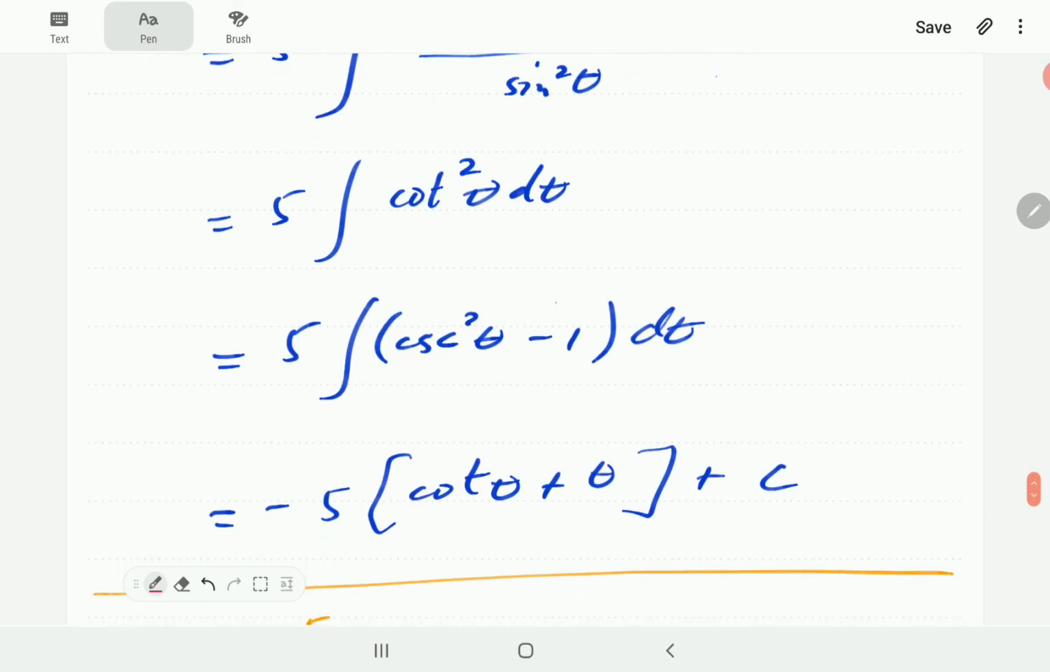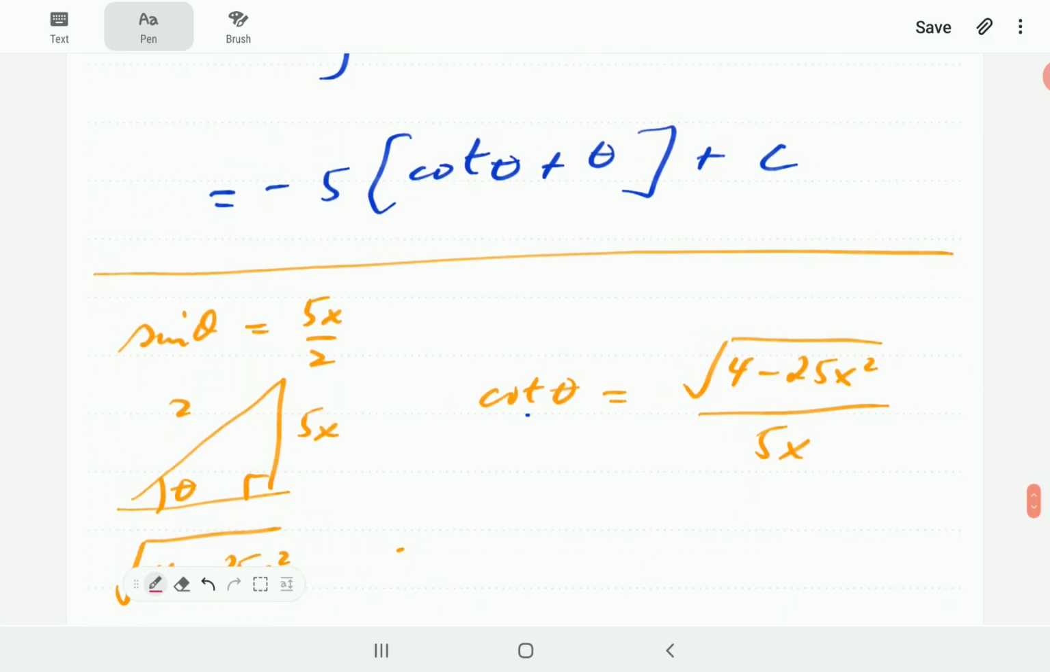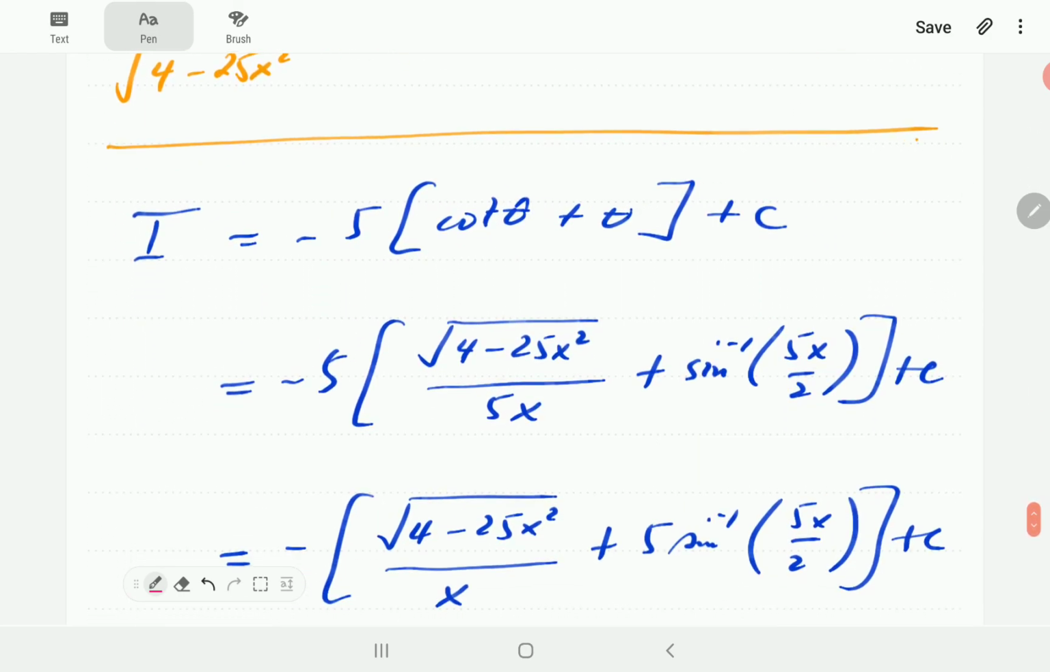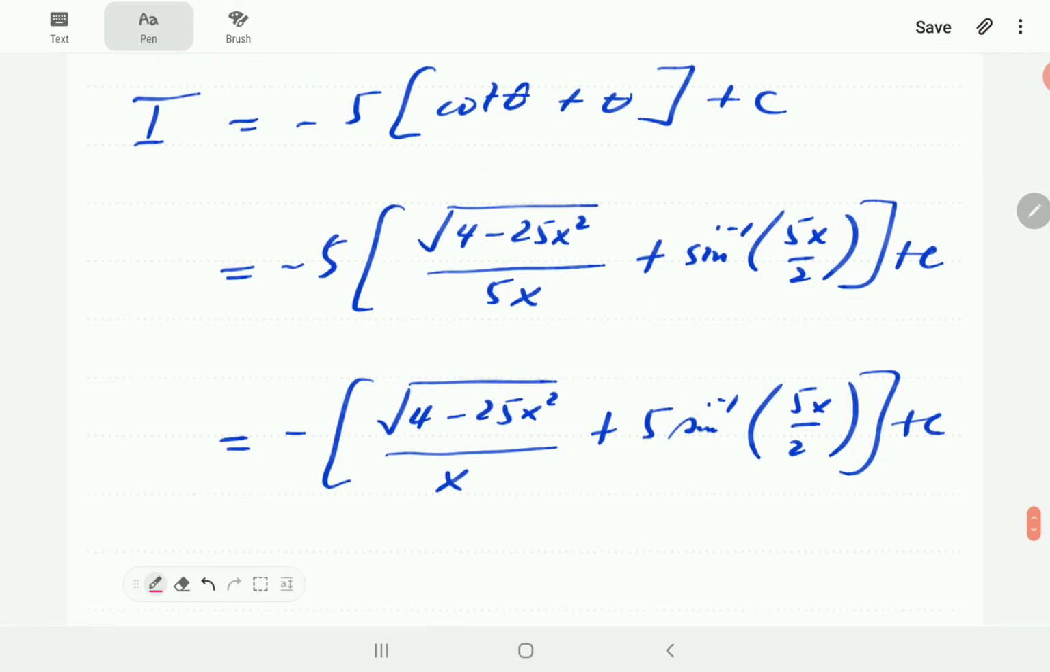And so we need cot. Cot is going to be the adjacent over opposite. Theta is just going to be inverse sine of 5x on 2. So we plug those in there. We just multiply by the 5, and so that's going to be the final expression.